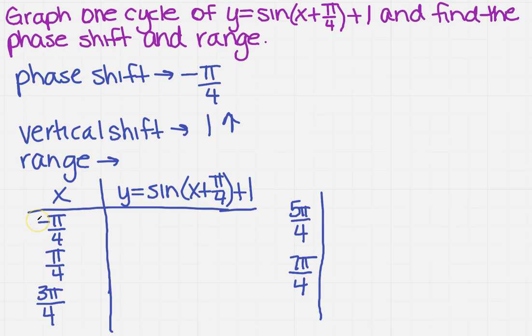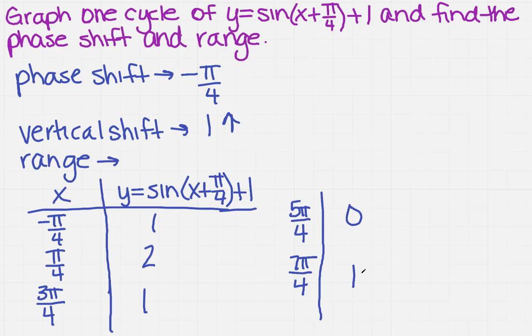So if I do that, for the first one, I need to find the sine of negative pi over 4, and I'm going to add 1, which gives me 1. Then I've got pi over 4, and I'm going to find the sine of pi over 4 plus pi over 4, plus 1, which is 2. 3 pi over 4, I'm going to add that in here. It looks like I get the same numbers I had before. I'm going to add 1, and I get 1 again. I do 5 pi over 4, you should get 0, and then you should get 1. So make sure you're plugging those values in for x, combining, finding the sine, and then adding 1.